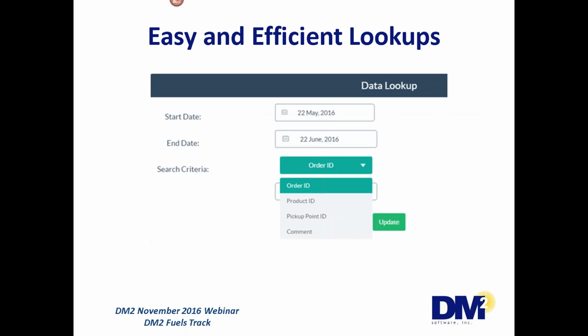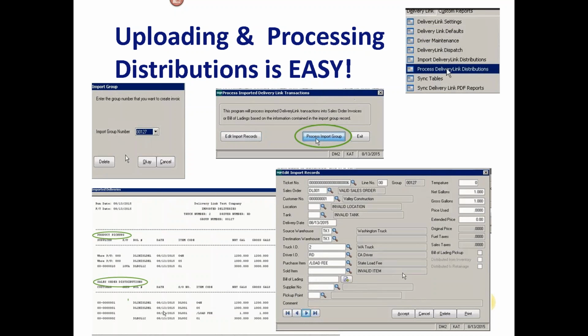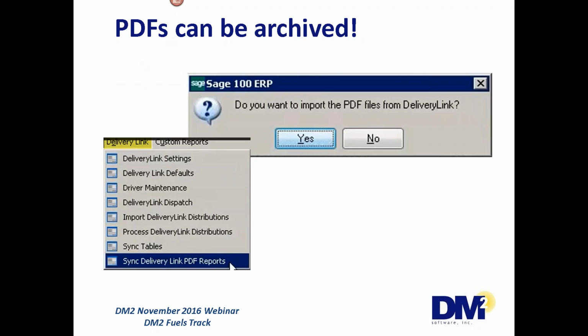DM2 Delivery Link allows for easy and effective lookups. Uploading and processing deliveries and distribution are made easy. You can also import into Sage the PDFs that are generated through Delivery Link.